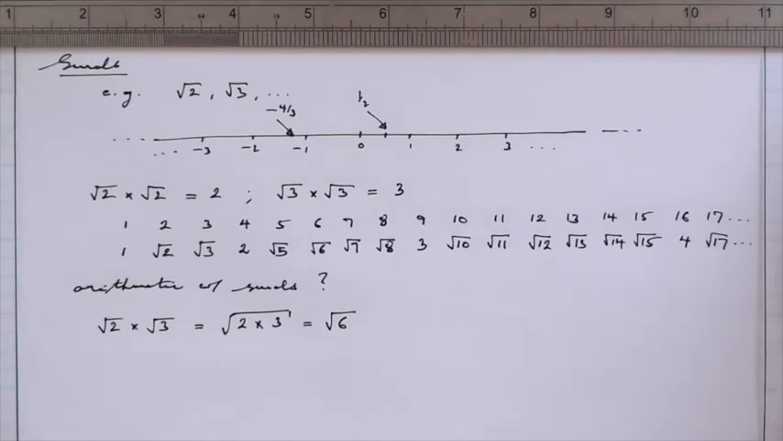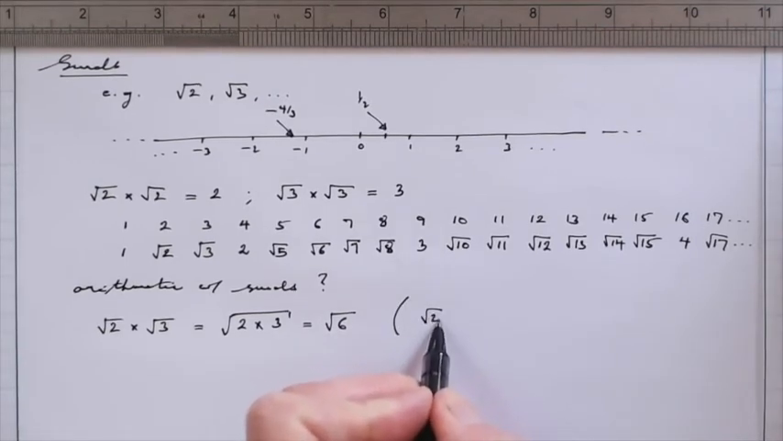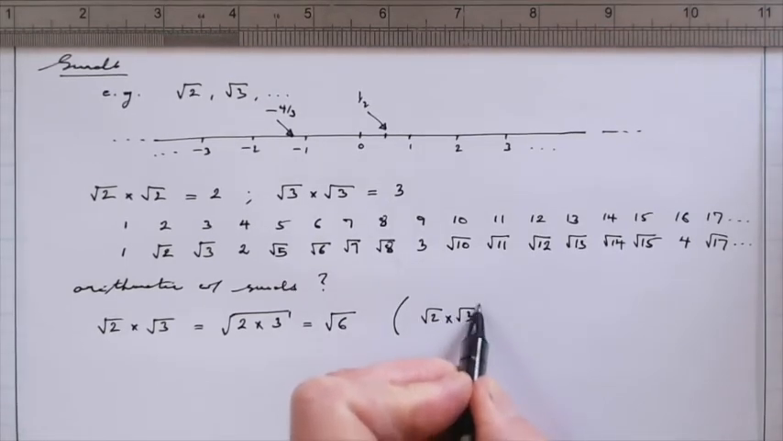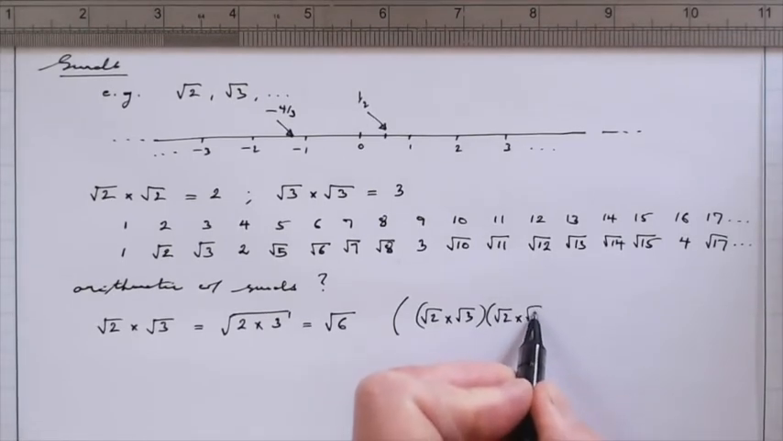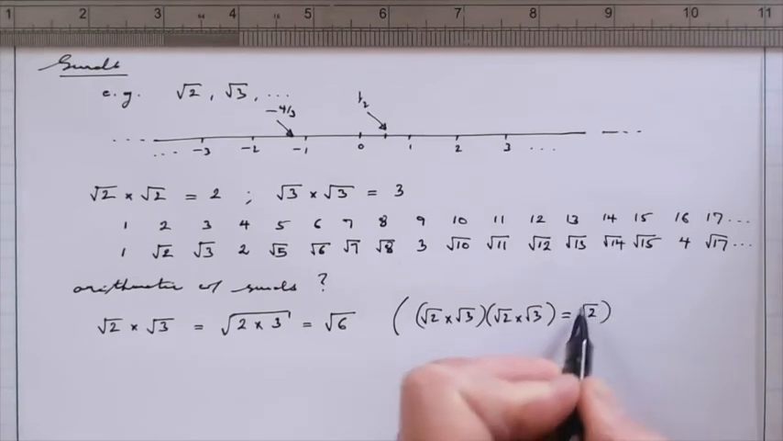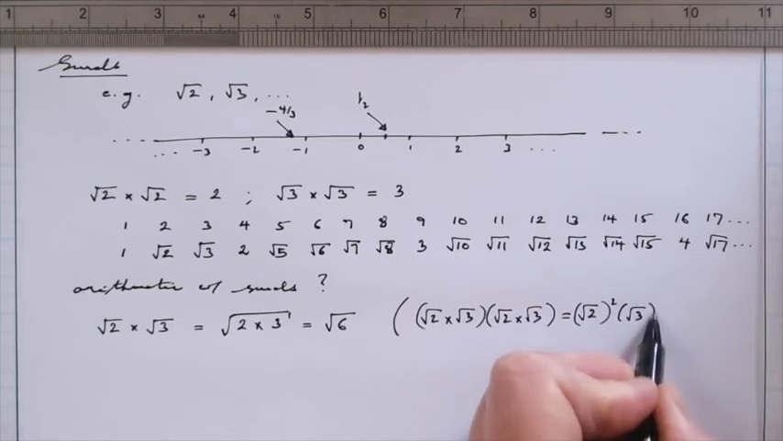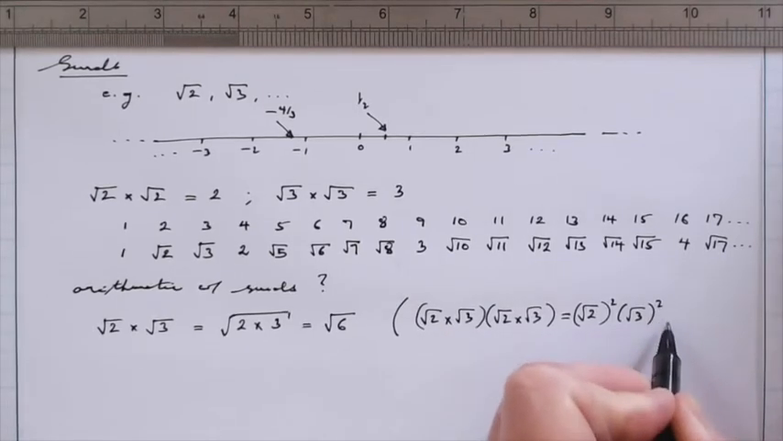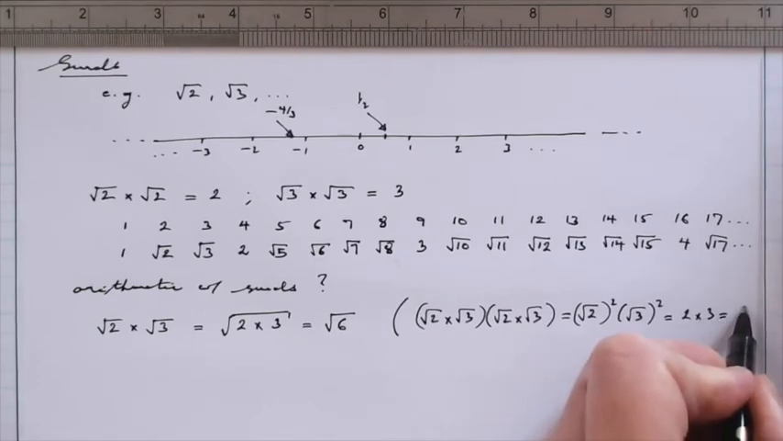You might ask, why is that true? And we can just check that very quickly. If we take the square root of 2 times the square root of 3 and multiply it by itself, then we have the square root of 2 appearing twice, and we have the square root of 3 appearing twice, which is 2 times 3, which is 6.